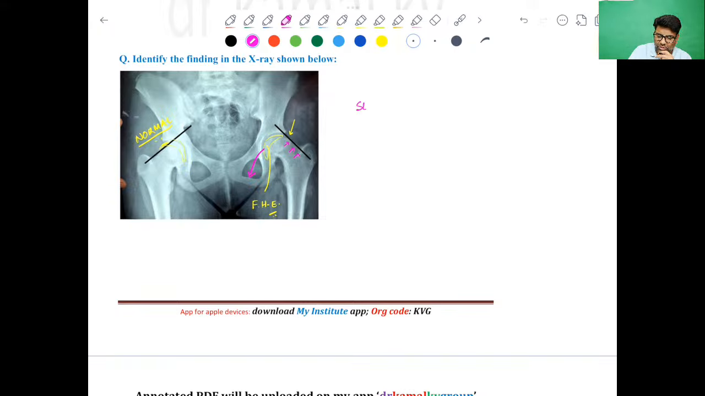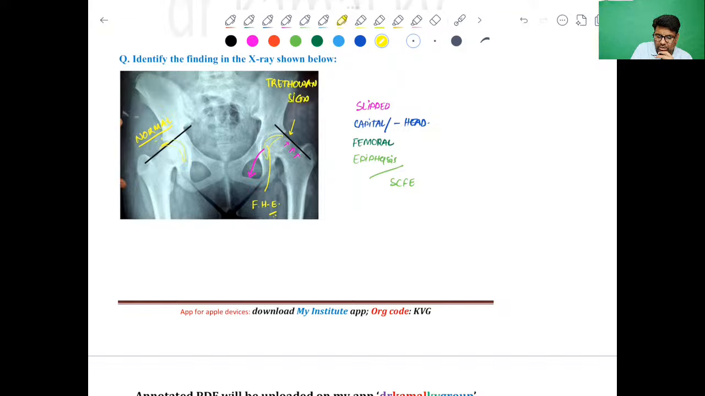So this condition is known as slipped capital femoral epiphysis. Now capital is the word for head. Clear? And the head of which bone? Femur, so we will write femoral. And since it is a child, we will write epiphysis. Clear? So this condition is known as slipped capital femoral epiphysis, and this radiological sign is known as Trethowan sign.